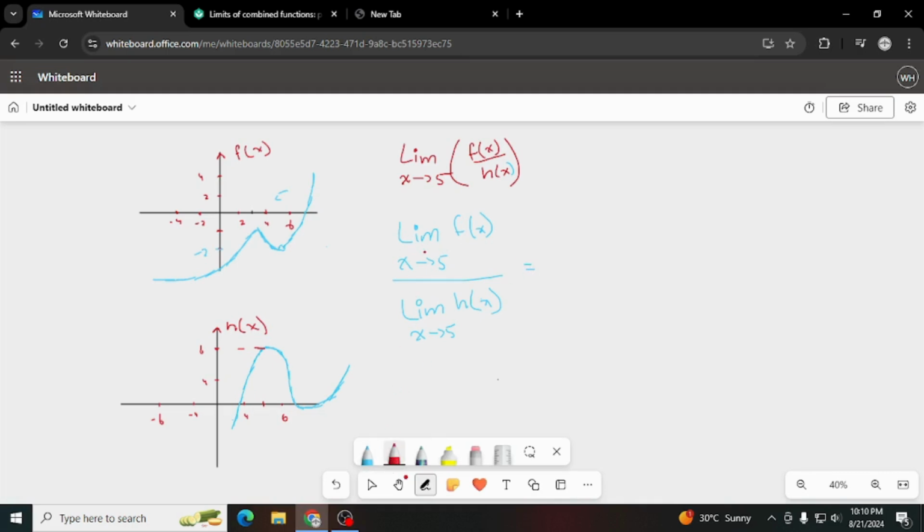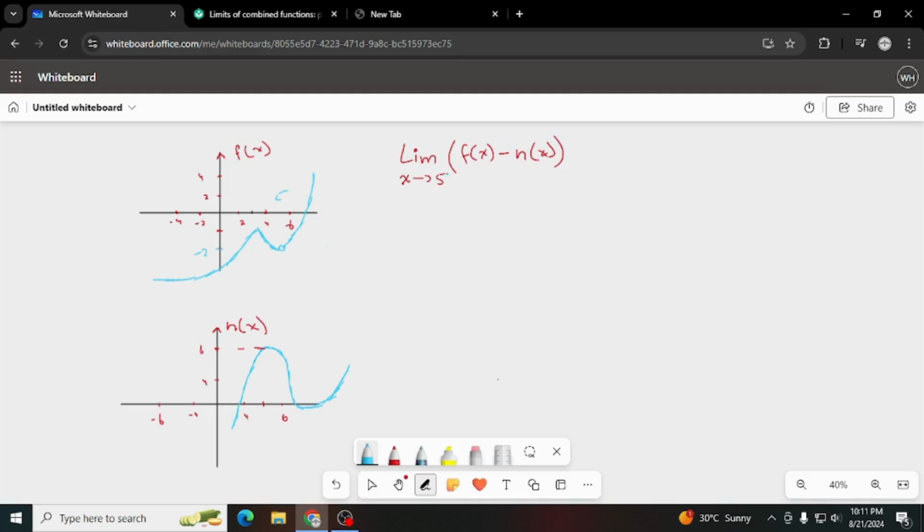So what's the limit of f of x as x approaches 5? You saw that's -2, and that is +6. All right, you can see that from the graphs. So what's -2 over 6 going to be? That's going to be -1 over 3. So that's the limit of the quotients.